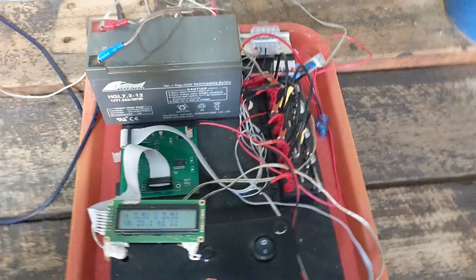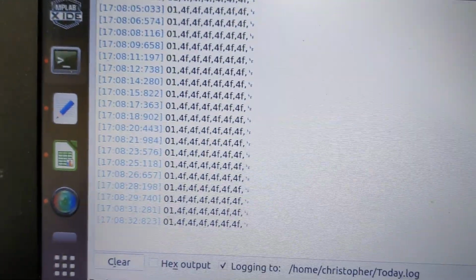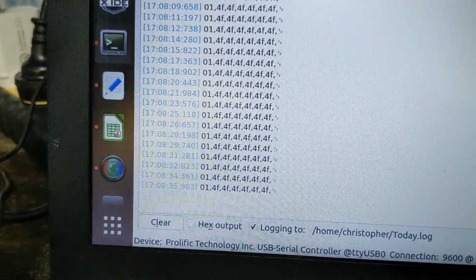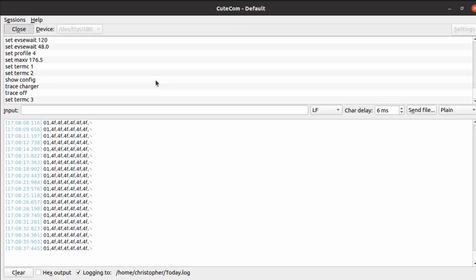This is also sending data through to the computer, and the computer is recording it here. The four Fs are hex values for the 3.51 volts, and so we can record it on here, although it's not immediately obvious what the voltage is. We can do some calculations afterwards. So this will record the voltage of each individual cell while I do my test without me having to do any writing down of a voltmeter reading or anything like that.